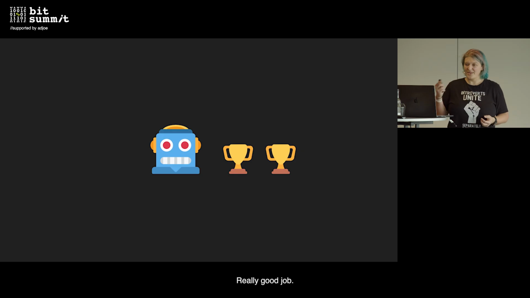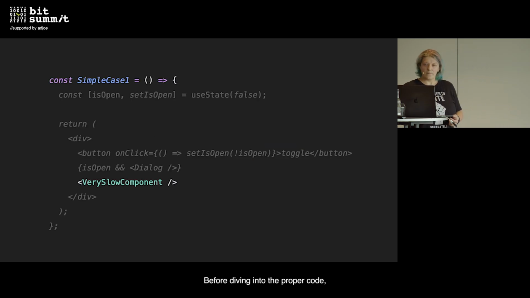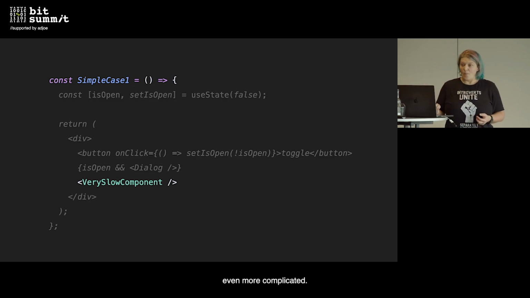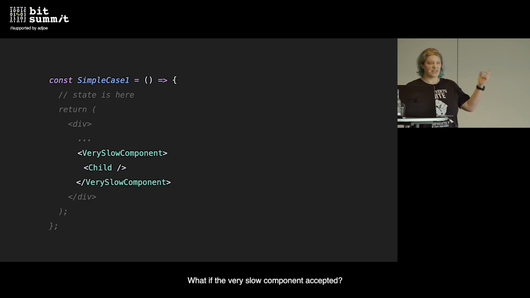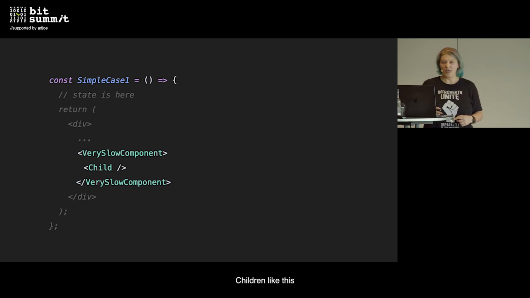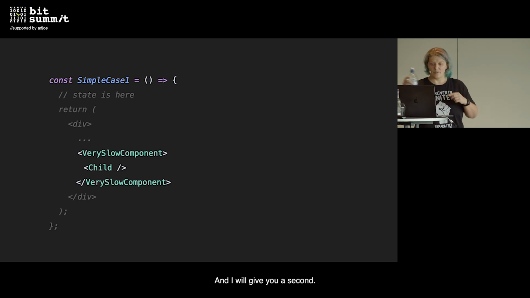Really good job. Final case before diving into the proper code. Let's try something even more complicated. This is my favorite example. What if the very slow component accepted children, like this? Off the top of your head, try to think how you would memoize it, and I will give you a second.